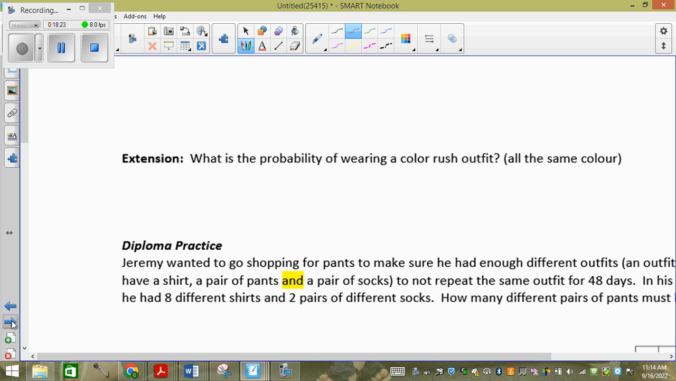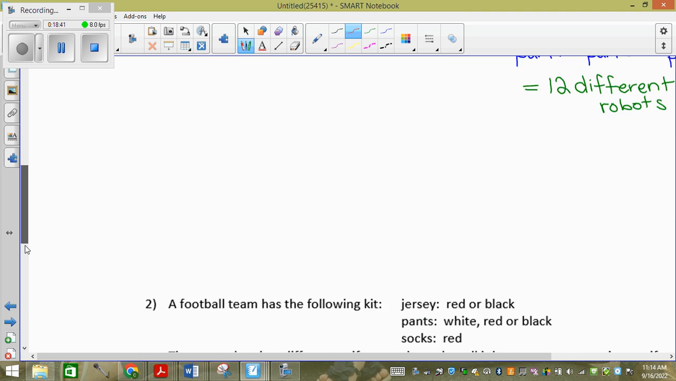So in order to have a color rush outfit, we have to have all the same colors for the whole outfit, correct? So that's when actually drawing the tree diagram is helpful, because then you can see what the different outfits look like. The fundamental counting principle just says, hey, there's 6 of them. We don't really know what they look like. We just know there's 6 different ones, right? But the tree diagram itself actually shows the different 6 outfits.